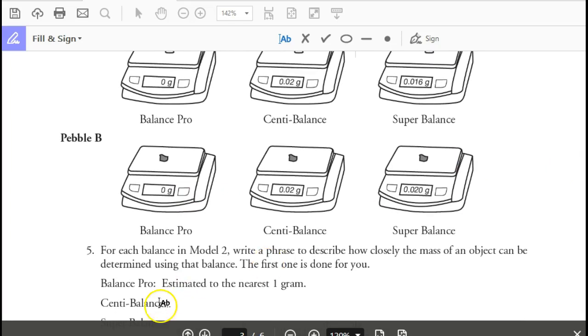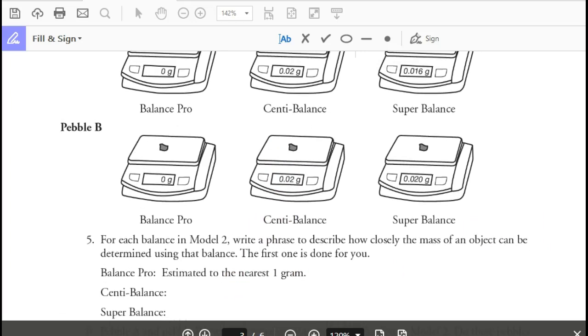For the centi balance, it's at 0.012. So you can say that it's estimated to the nearest 0.01 grams or the hundredths place, either one. And then the super balance is reading 0.016. So you can say that it's estimated to the nearest 0.001 grams or the thousandths place.